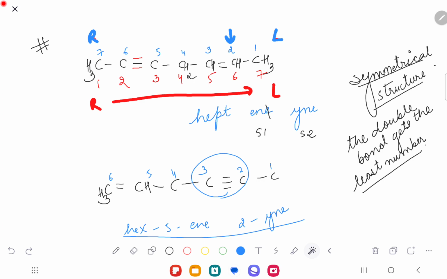But in symmetrical structures, when both the bonds get the same number in both directions of numbering, in that symmetrical structure the double bond, though it is not preferred in terms of the property, is actually preferred with respect to the number you get. You preferably give the double bond the first position, the smallest number in the chain. You say, okay, you get more importance. Just the way of understanding that it is a symmetrical alkene.